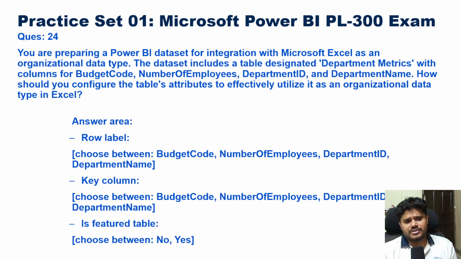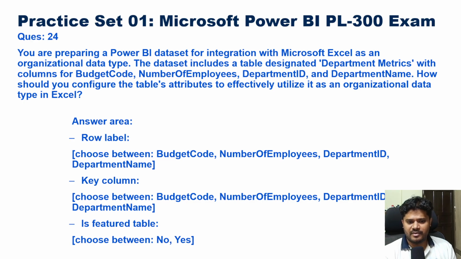The question says you are preparing a Power BI dataset for integration with Microsoft Excel as an organizational data type. The dataset includes a table designated department metrics with columns for budget code, number of employees, department ID, and department name. How should you configure the table's attributes to effectively utilize it as an organizational data type in Excel? So the answer area has options you have to select: what will you select as the row label?